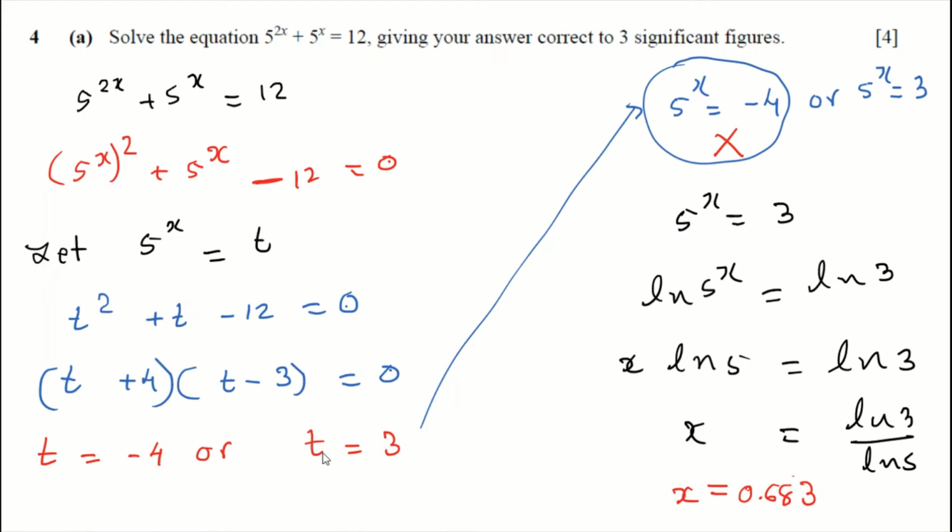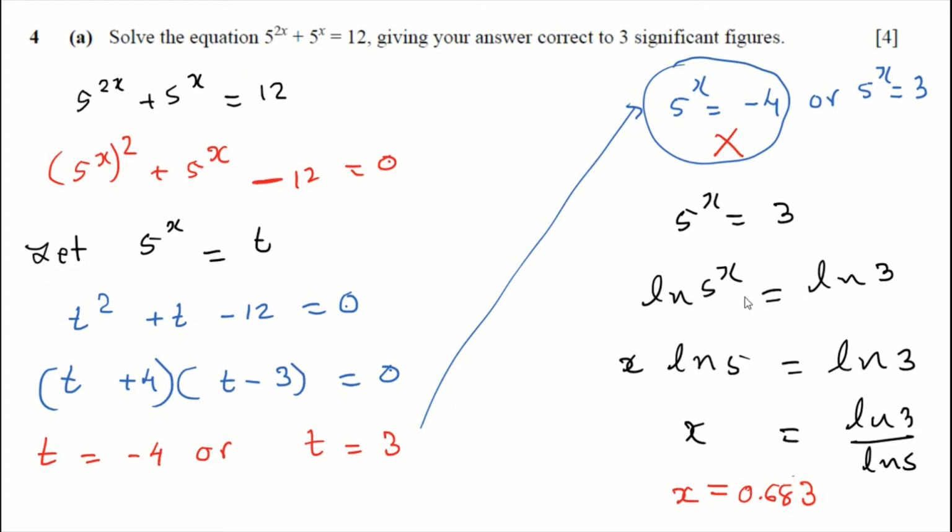Now t is something we have introduced. We have to now get rid of t. We replace t by 5 to the power x. Then this will give us 5 to the power x equals minus 4 or 5 to the power x is equal to 3. 5 to the power x is equal to 3 means, now from this we can make x ln 5 to the power x is equal to ln 3.